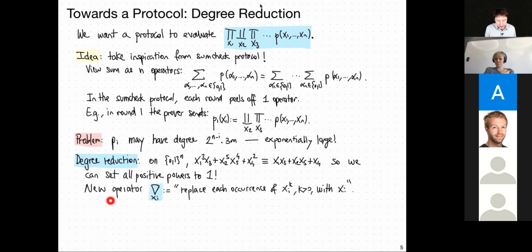so we're going to define a new operator, a downward triangle xi, that is a formal operator that takes a polynomial, and if it ever finds the variable xi^k where k is greater than 0, it will replace it by xi. Okay, it's just like a syntactic operation: you look at a polynomial and you have a particular variable in mind, you go through and you just set to 1 all powers of that variable that appear with some positive exponent. Okay, so this is the degree reduction operator.